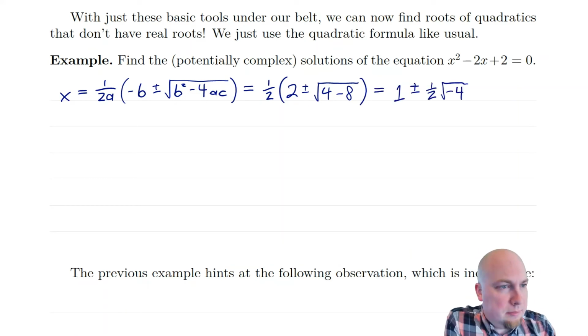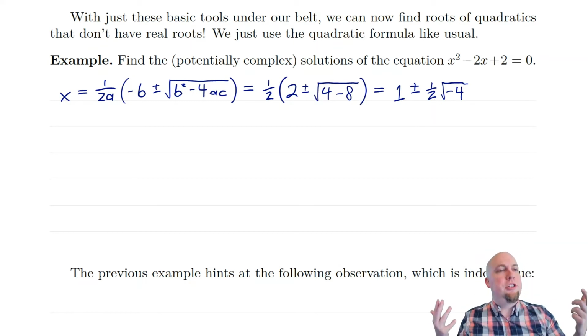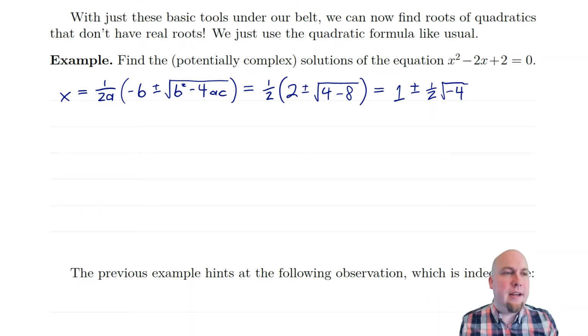Simplify that a little bit: 1/2 times 2 is just 1, and then 1/2 times this whole square root. What is under the square root? Well, 4 minus 8 is negative 4. Normally we would say, oh shoot, this quadratic does not have any real roots. And that's true, it doesn't have any real roots. It does have two complex roots though.